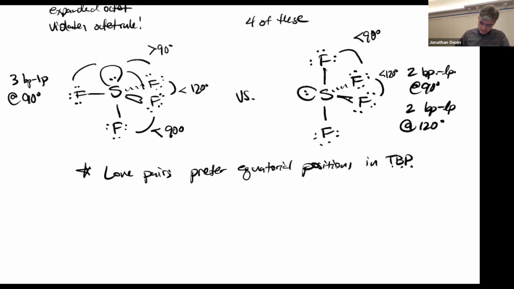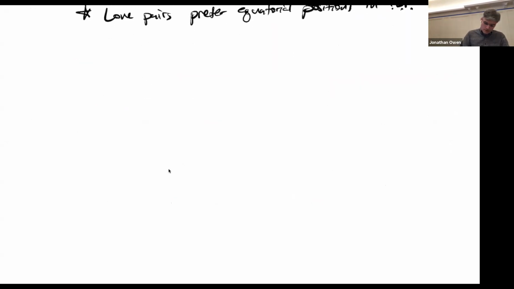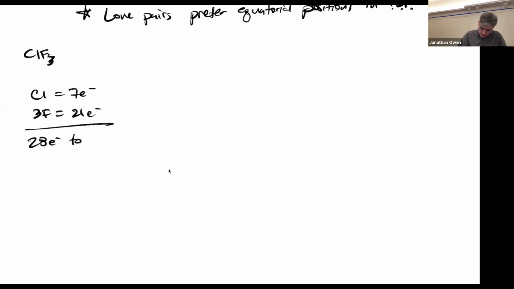Okay, let's do another one. ClF3. All right, we got a chlorine. That brings 7 electrons. We got 3 fluorines. It's 21 electrons or 28 electrons total. Let's draw this guy out. Chlorine here. Let's connect these fluorines first.